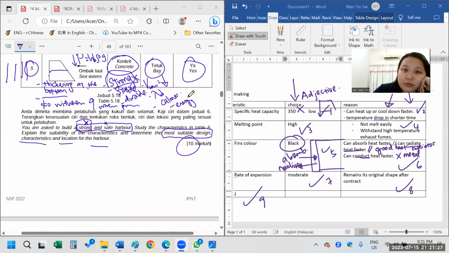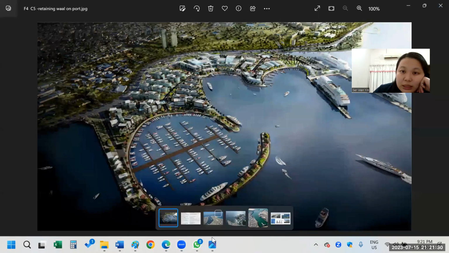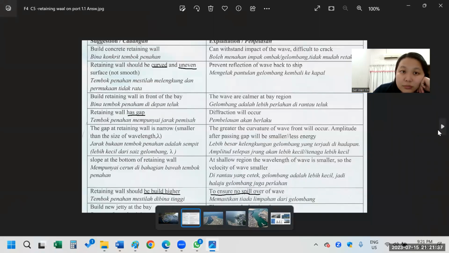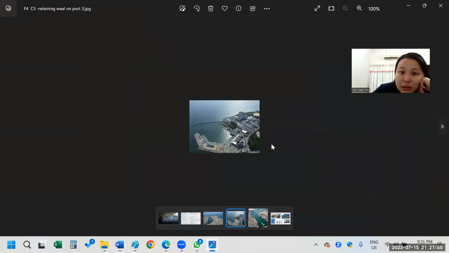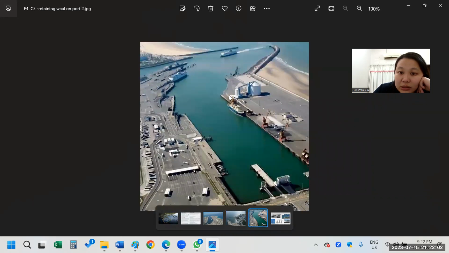So what's the reason for opening? This one, allow. Sorry, I didn't type. Now, retaining wall has X-ray. Now, allow more ship to enter at once. More gap. First, more gap will allow more ship to enter.